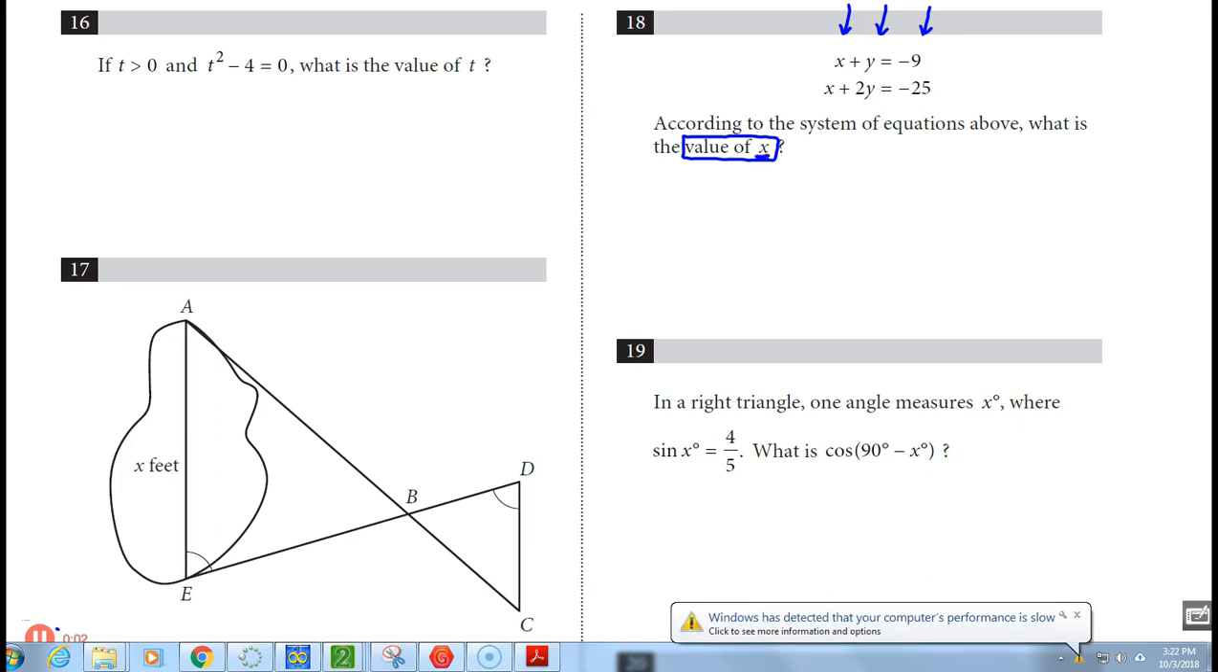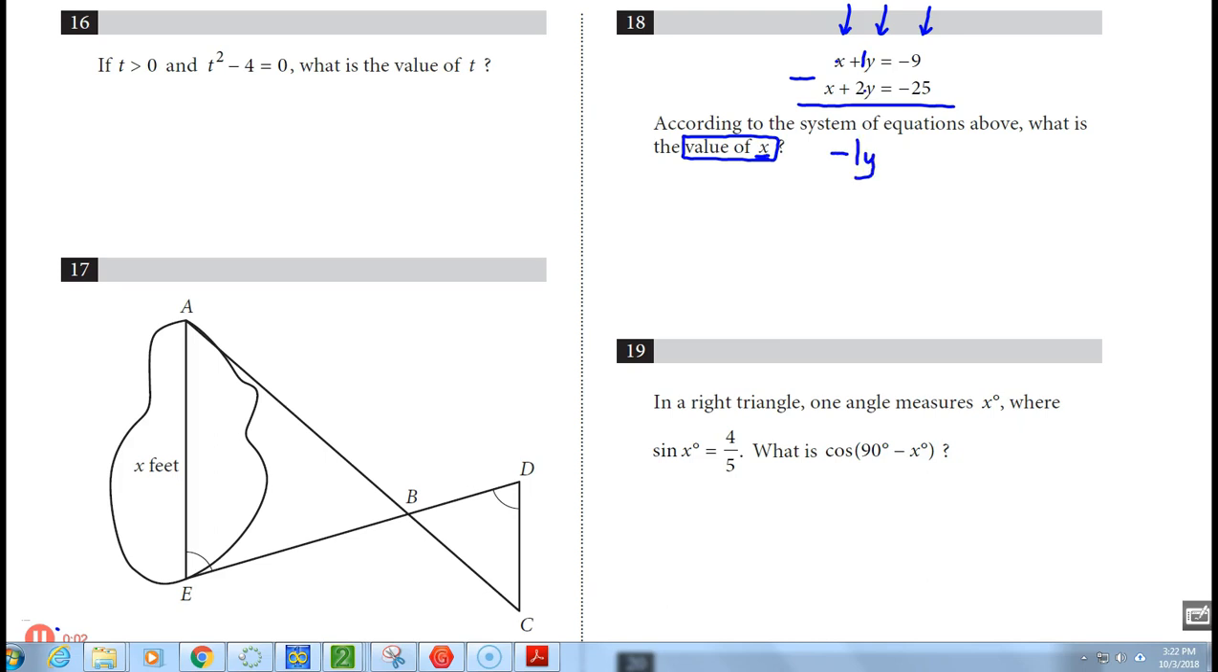I'm going to go ahead and do that anyway to show you how you could still solve it. So if I subtract these 2 equations, x take away x is gone, that would be 0. 1y subtract 2y would be negative 1y. And now I have to be careful with these numbers here. I have a negative 9 subtract a negative 25. I never subtract, I always add the opposite. So that comes out to be 16. And dividing both sides by negative 1, I end up with y equals negative 16.